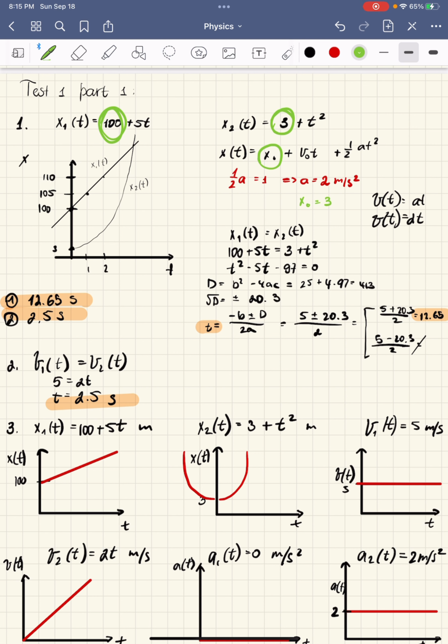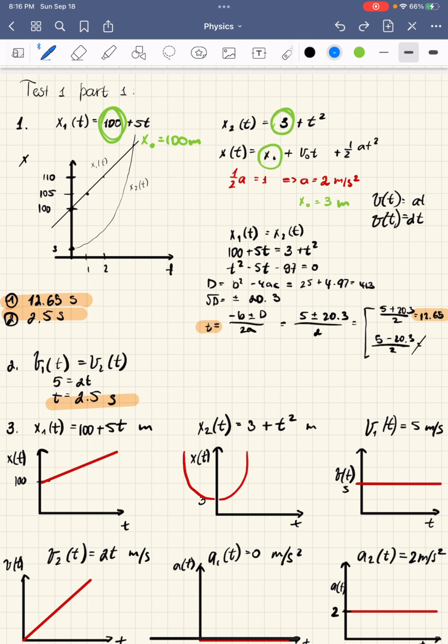So that means that for the second object, x0, which is the initial position, is 3 meters, which means that the second object starts moving from 3 meters. And for the first object, it is 100 meters. So the first object starts moving from 100 meters. Then, moving to the next, we can find the initial velocity.